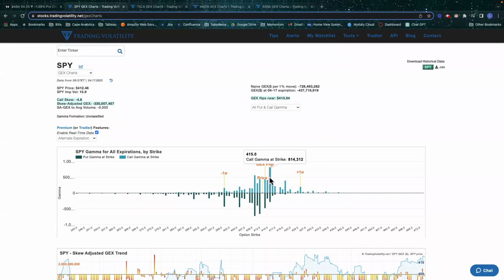Why? Because market makers aren't in it to play the market directionally. They're in it to provide liquidity to the market. They make money off the bid-ask spread. So that's why the price action tends to move towards liquidity.